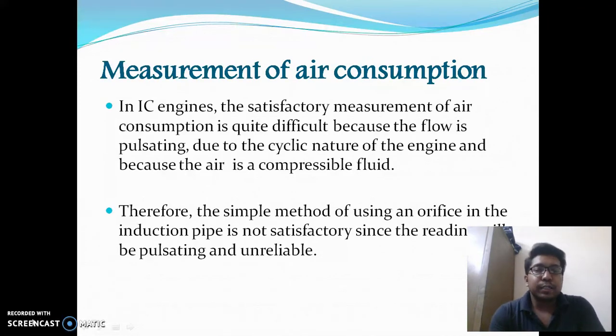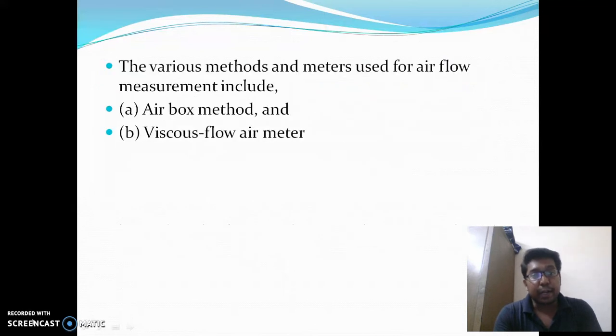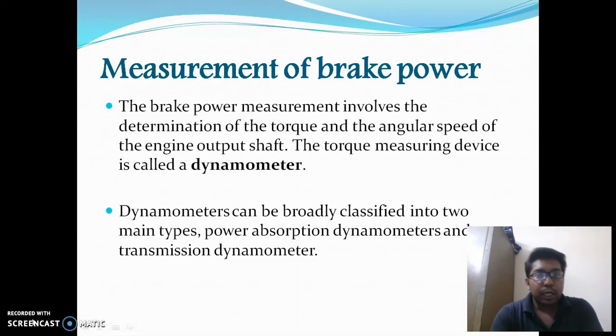Now we have measurement of air consumption. In an IC engine, satisfactory measurement of air consumption is quite difficult because the flow is pulsating, due to the cyclic nature of the engine, and because air is a compressible fluid. Therefore, the simple method of using an orifice in the induction pipe is not satisfactory since the reading will be pulsating and unreliable. The various methods and meters used for airflow measurement include the air box method and the viscous flow air meter.